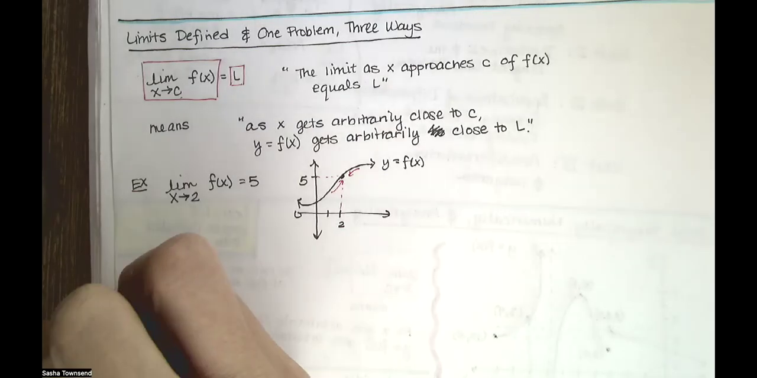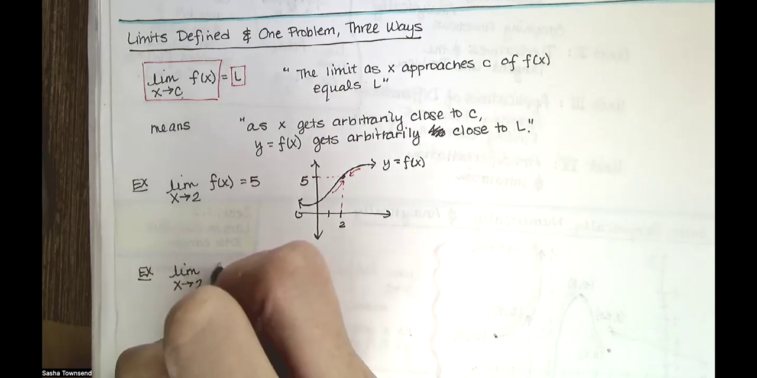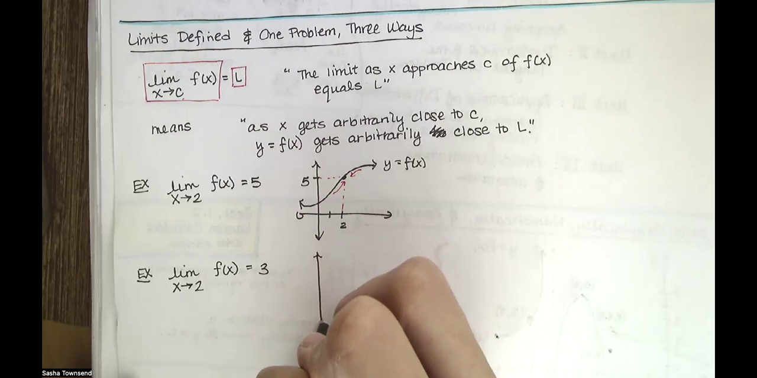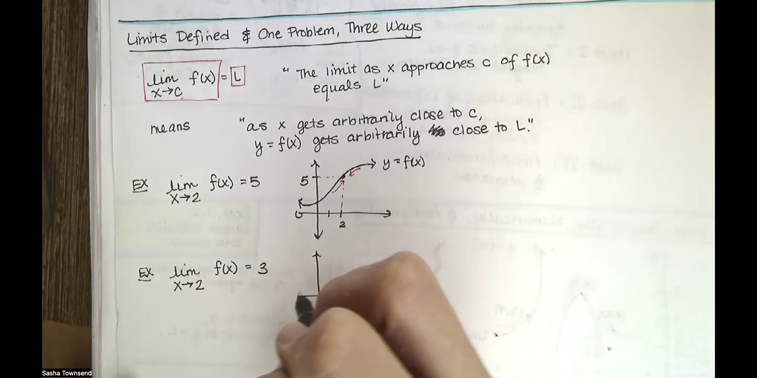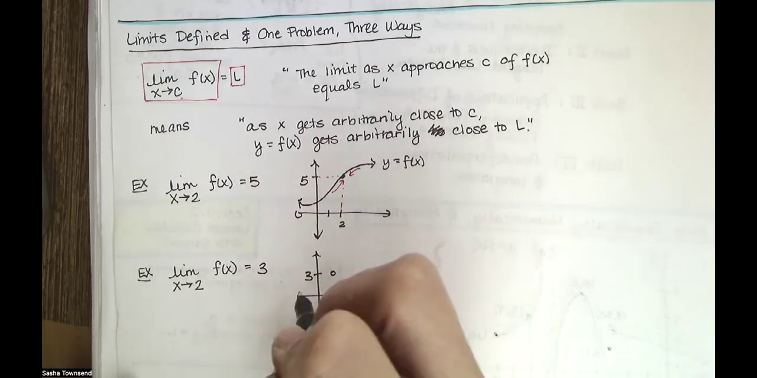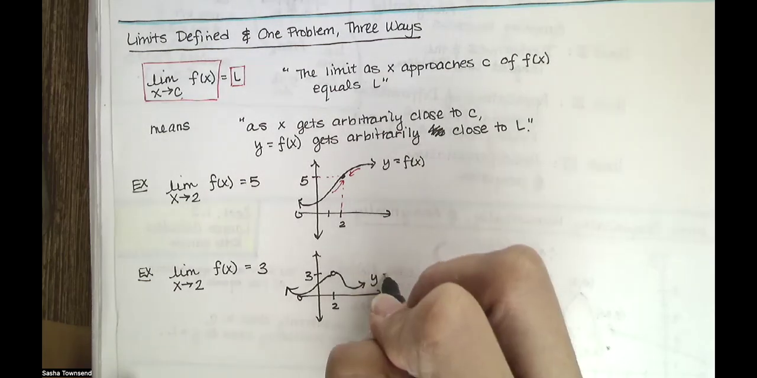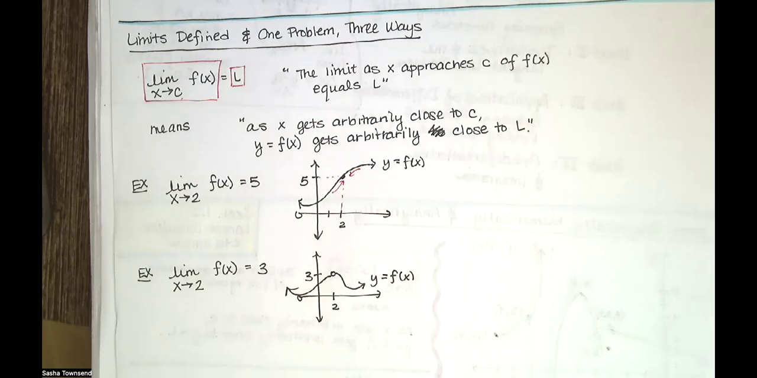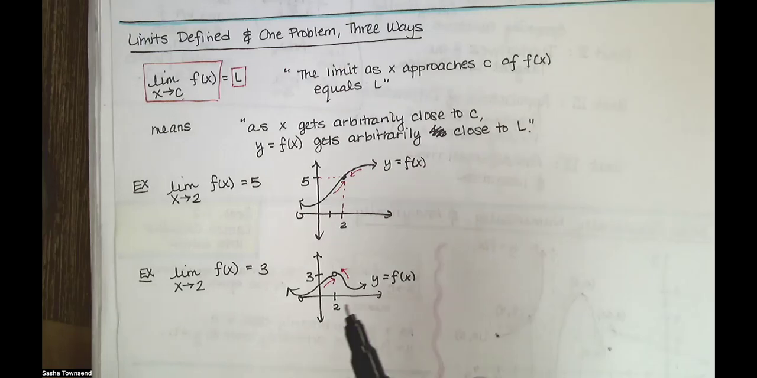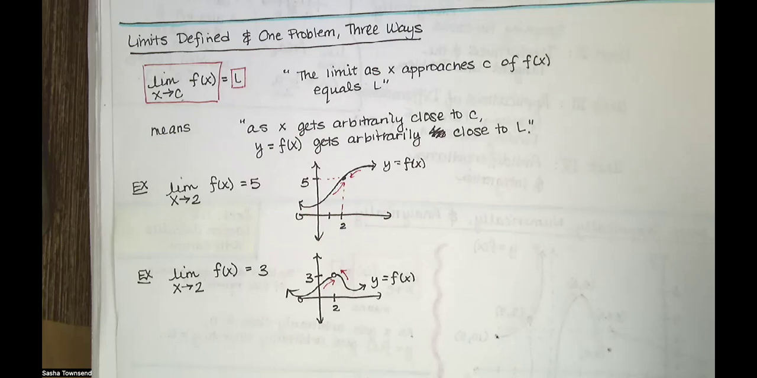Now here's another one. I have the limit as x approaches 2 of f of x equals 3. We might have a graph that looks like this. So maybe this is y equals f of x. Notice that as x gets close to 2 from the left-hand side and the right-hand side, the y values get arbitrarily close to 3.